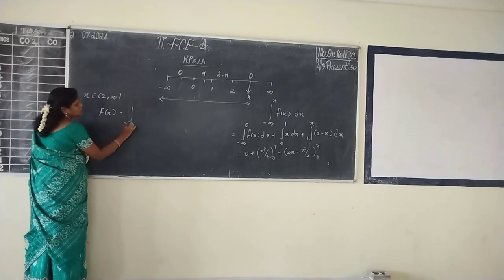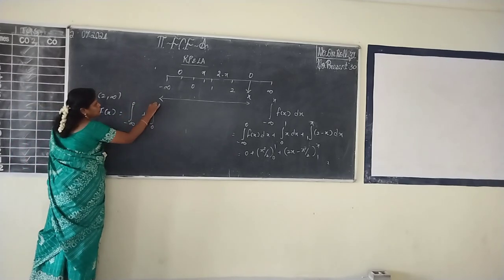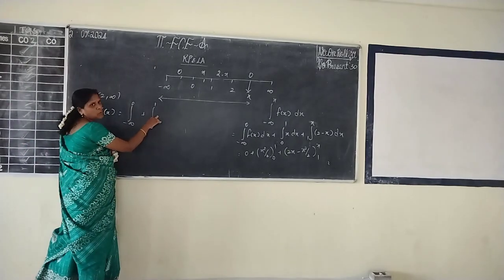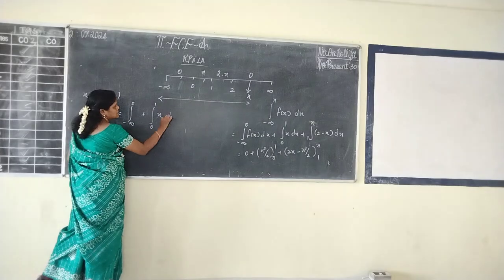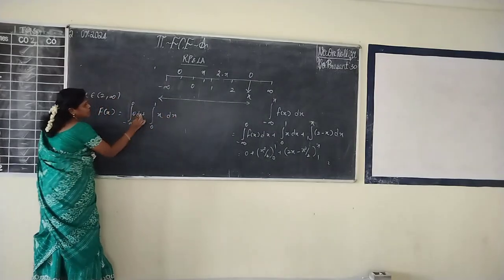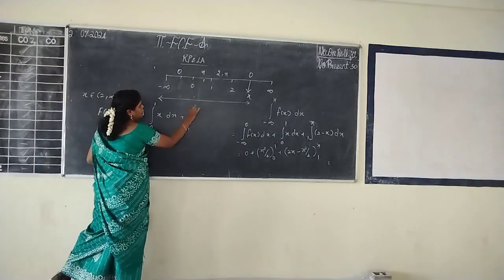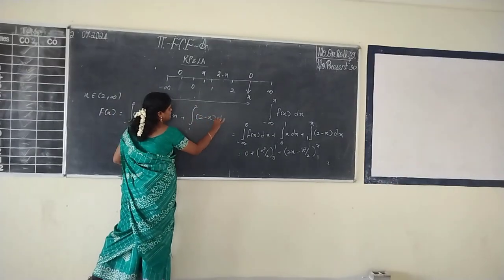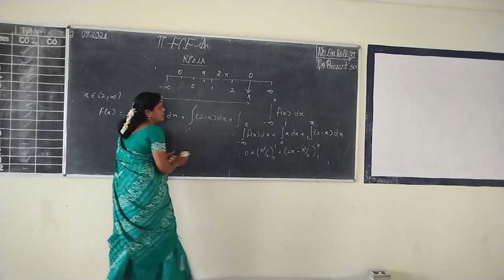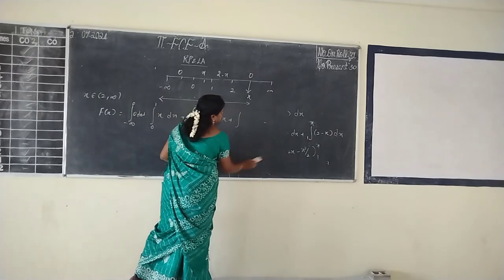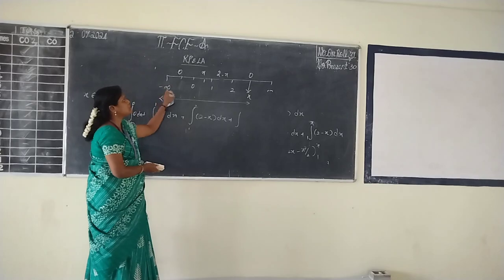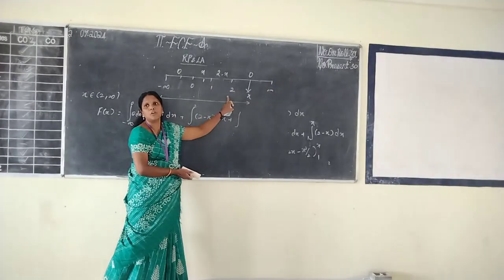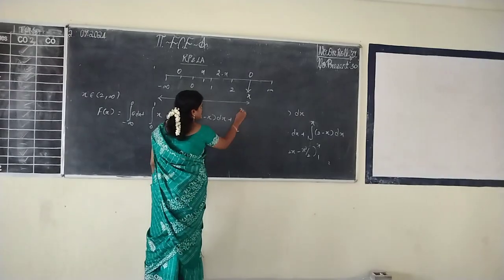So first one, minus infinity to 0, plus 0 to 1. What is f of x? X. Here it will be 0. Plus integral 1 to 2. What is f of x? 2 minus x. Plus integral what to what? 0, 0 to 1, 1 to 2. Next one should be 2 to x. For this, what is f of x?